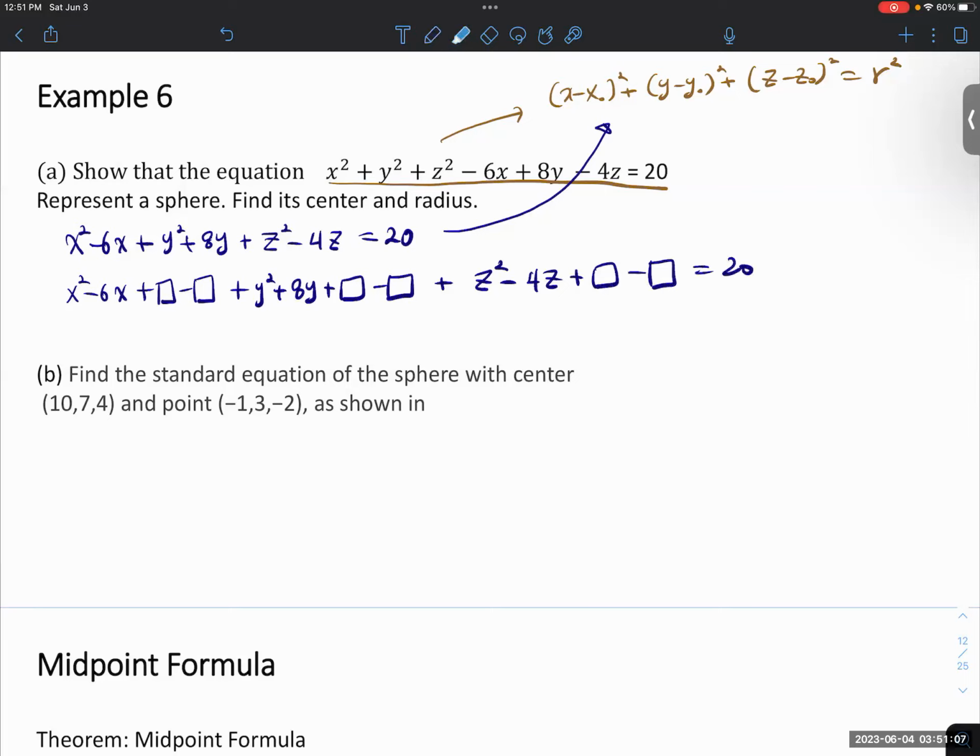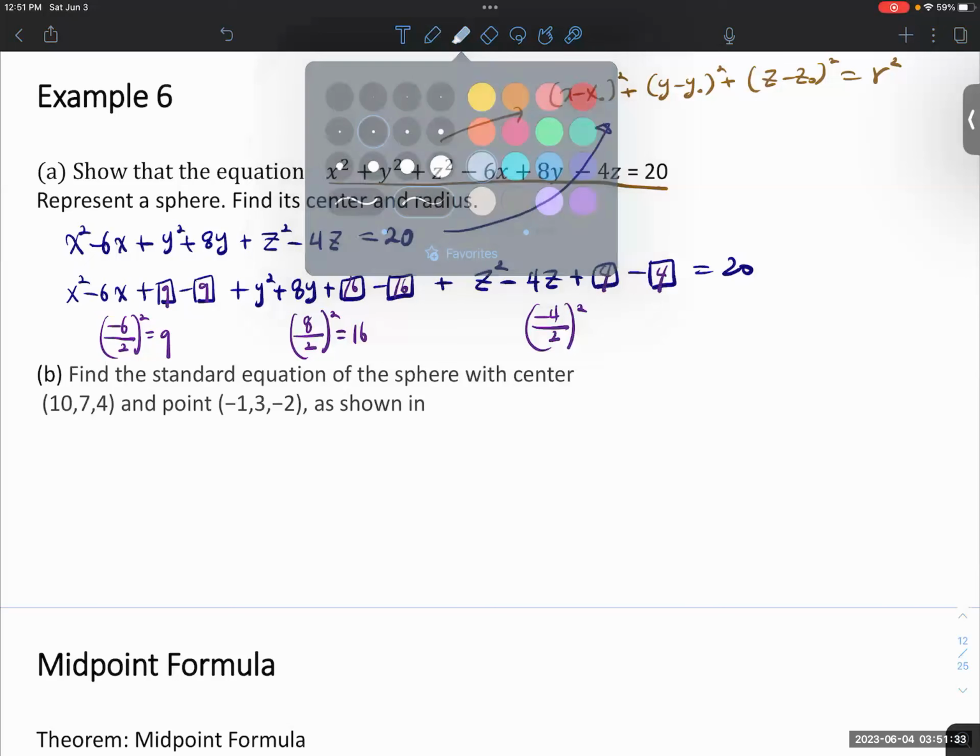So what does it mean? We need to find the number that is going to be in each box. So here, this one, negative 6 divided by 2, squared. So you have a 9 here. For the y variable, 8 divided by 2, squared, 16. So you have a 16 here. Negative 4 divided by 2, squared, that is a 4.